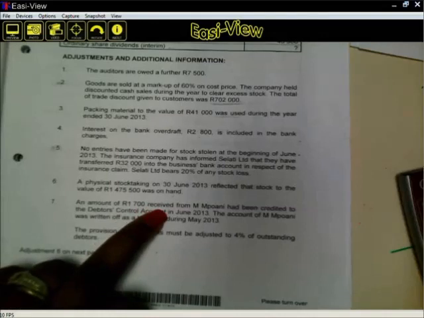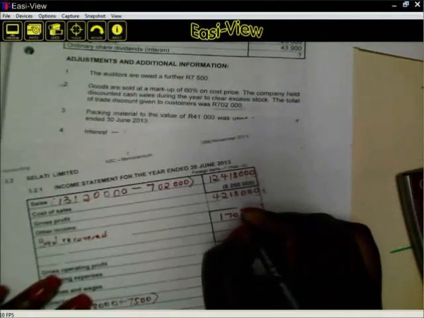Bad debts recovered. How much did we recover? The amount of 1,700 was received. So it is an income. 1,700.